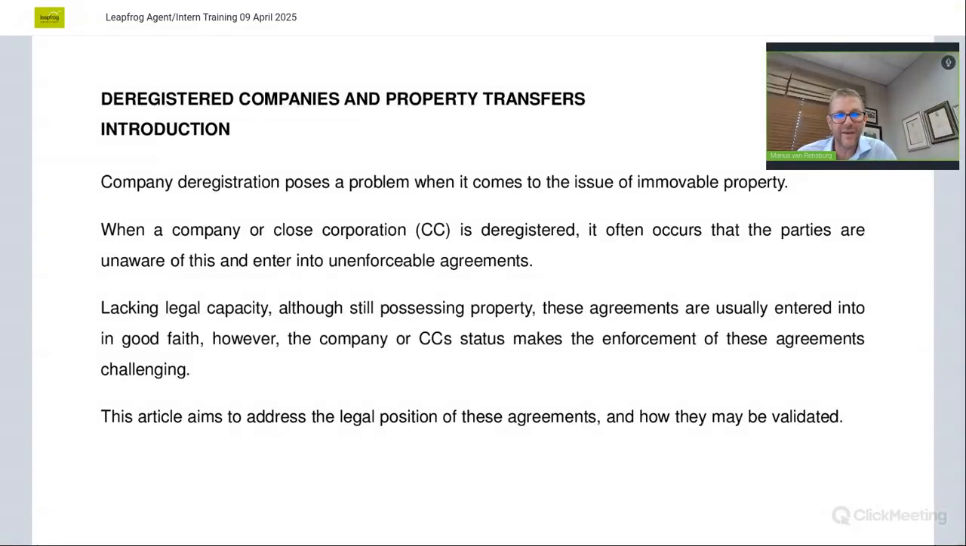The last topic that I want to cover is deregistered companies and property transfers. So what I'm talking about here, guys, is if you're dealing with a buyer or a seller who is a company or closed corporation, we need to make sure that the company has the correct contractual capacity to enter into the sale agreement to sell or buy the property, right? So what this means is that, like an individual, a company has to have legal capacity. It has to have legal contractual capacity to enter into an agreement of sale in order for that agreement to be binding.